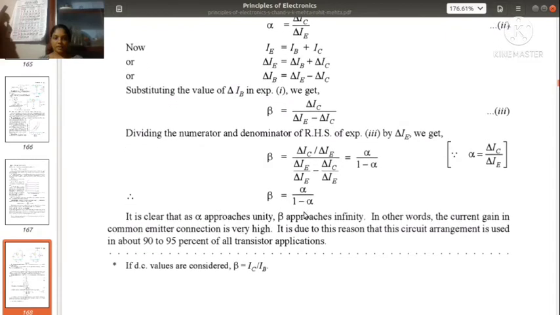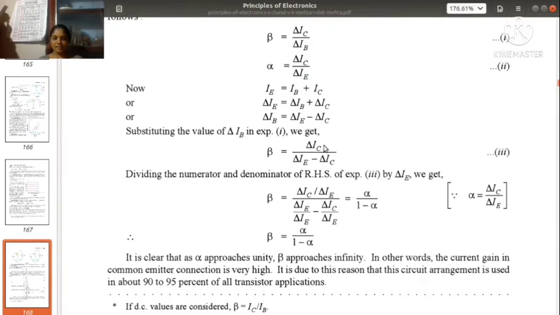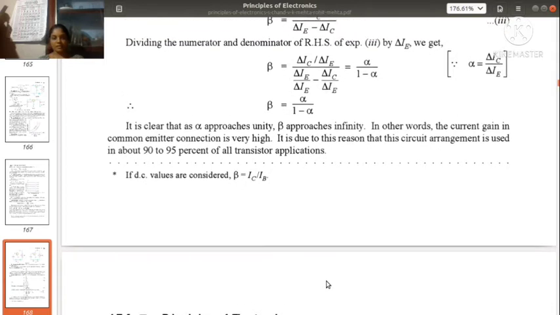Now divide the numerator and denominator of this right-hand side by delta IE. So what will we get? Delta IC by delta IE in the numerator, and in the denominator delta IE by delta IE minus delta IC by delta IE. So delta IC by delta IE is nothing but alpha. So we can replace this term by alpha, and delta IE by delta IE is 1, and this term is again alpha. So alpha by 1 minus alpha. So you can see that beta is equal to alpha by 1 minus alpha. So this is the relation between alpha and beta, where alpha and beta are the current amplification factors in common base and common emitter configuration respectively.